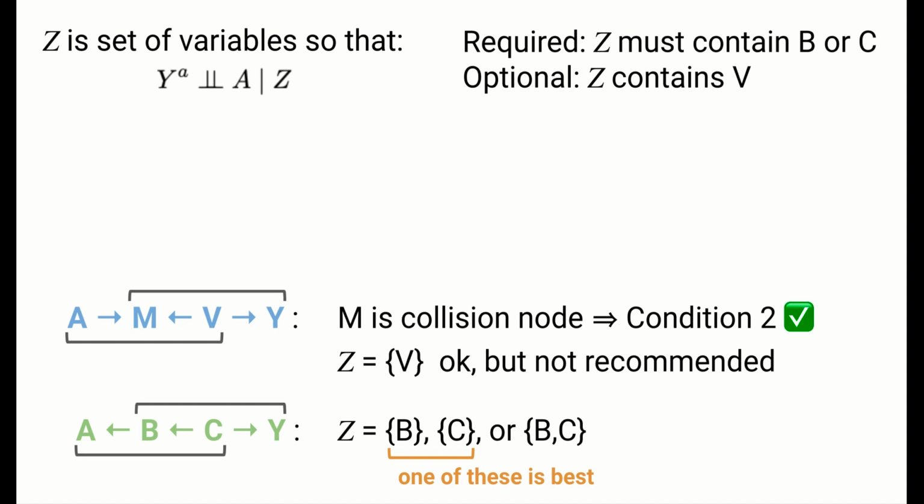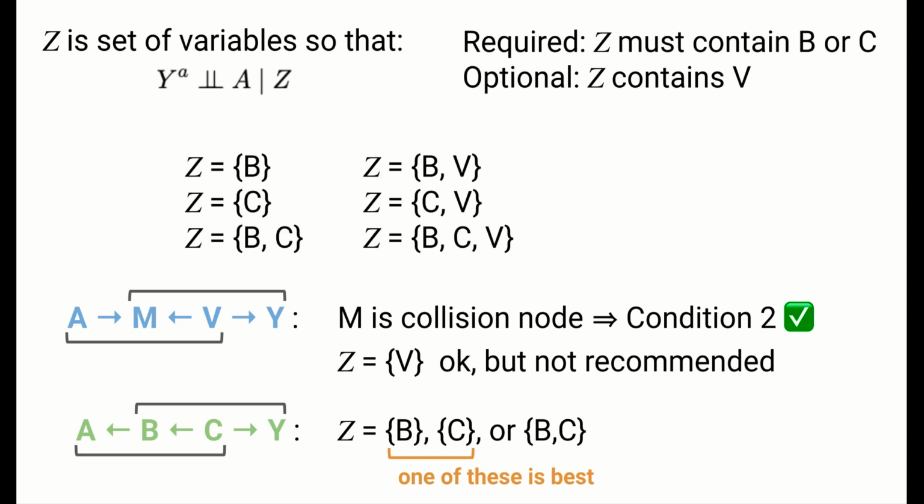So, in conclusion, our conditioning set Z is a set of variables that can make the treatment groups conditionally exchangeable. In our example, Z must contain B or C, and it has the option of containing V. So in order to block the two non-causal paths in our causal graph, the set of variables to condition on can be any one of these 6 sets. The two single variable sets, B and C, are the minimal conditioning sets and are preferred for reasons of statistical efficiency.